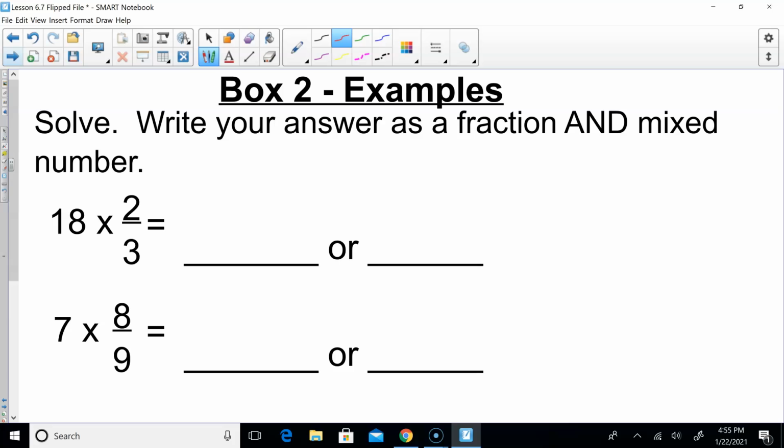All right, box 2 says solve. Write your answer as a fraction and a mixed number. So now we don't have to do the models anymore. Hopefully the models have helped us get a better conceptual picture. If you want to do the models, by all means, go right ahead.